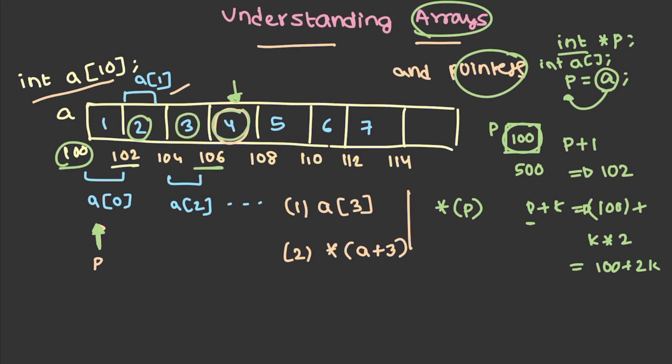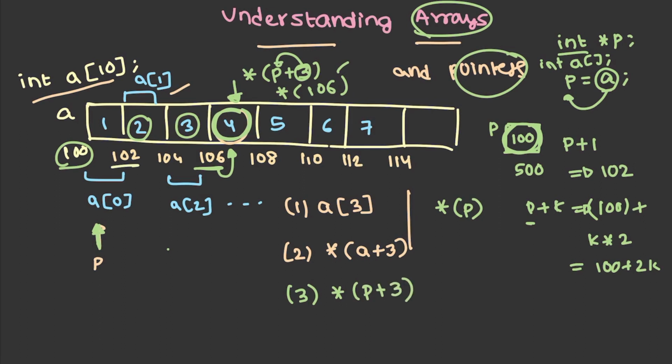So P plus 3 will be equivalent to 106, and I want to get the content at this location, which can be done with the help of the dereferencing operator on P plus 3. So the dereferencing operator will be before this. P is actually equivalent to 100, plus 3 times the size of int. So the content at 106 is 4. Now we found another way to access it with the help of a pointer, which can be accessed as follows.